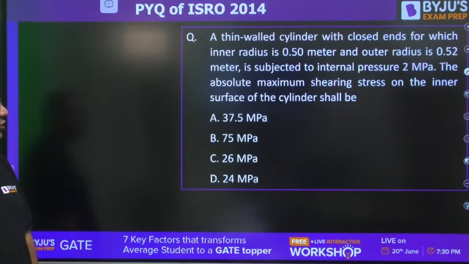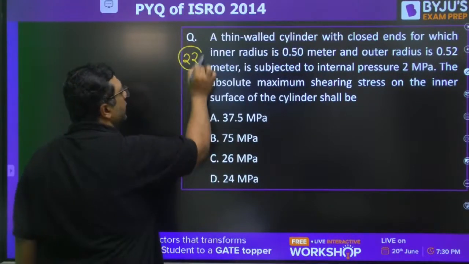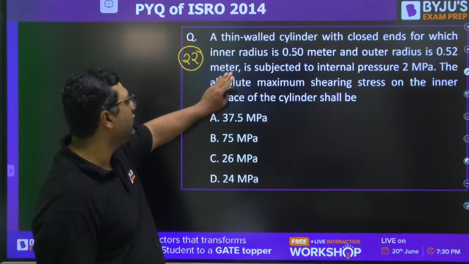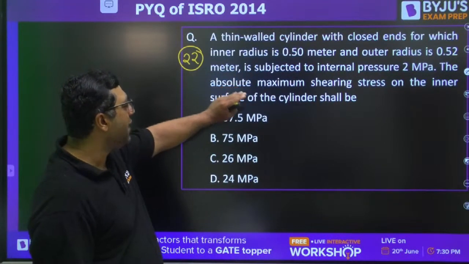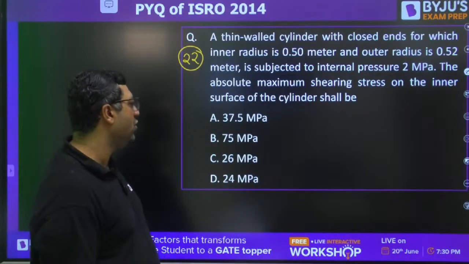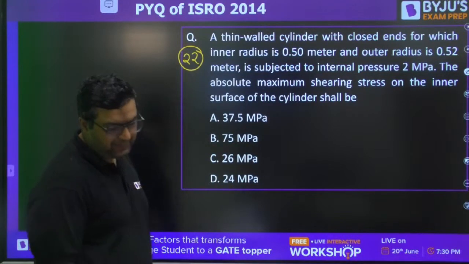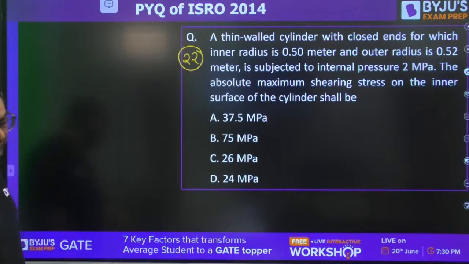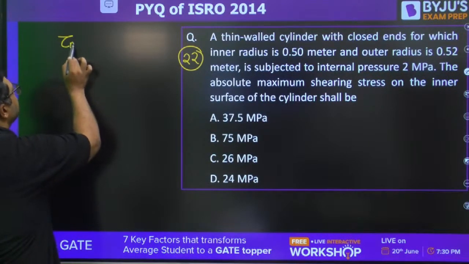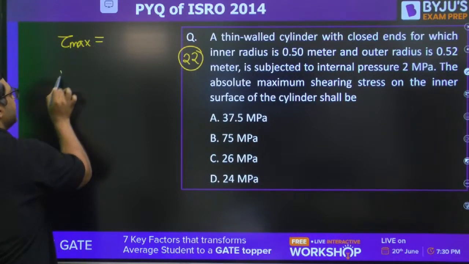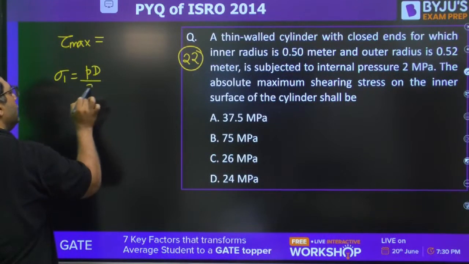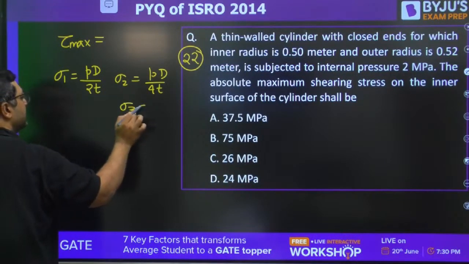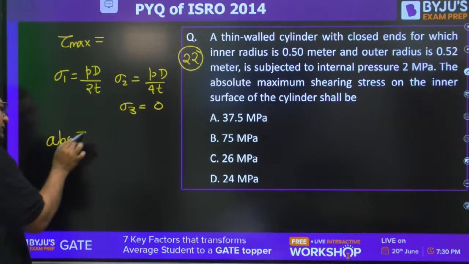Great. Moving to question number 22. A thin walled cylinder with closed end for which inner radius is 0.5, outer radius is 0.52 is subjected to internal pressure of 2 MPa. The absolute maximum shear stress on the inner surface of the cylinder is. Okay. So please tell me, this is the thin cylinder case. This is question number 22. So just try to solve it. I feel you know tau max for the thin cylinder you need to find out. Sigma 1 is PD by 2t. Sigma 2 is PD by 4t. Sigma 3 is 0.